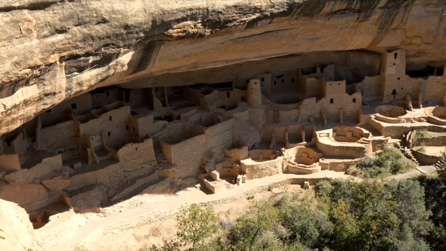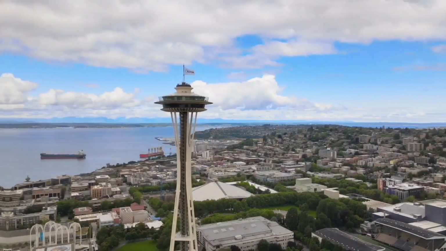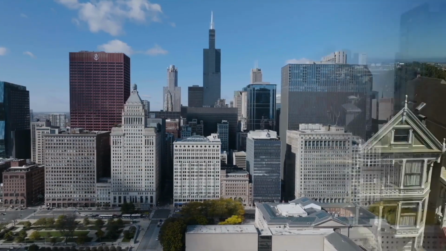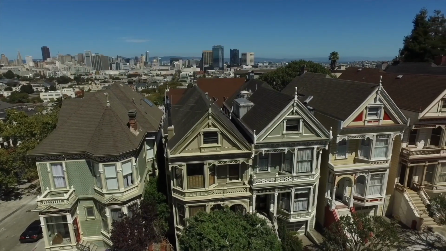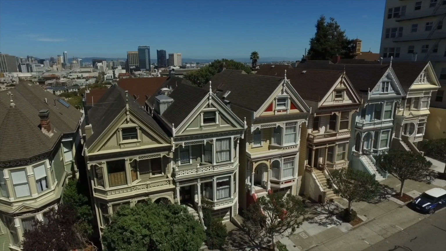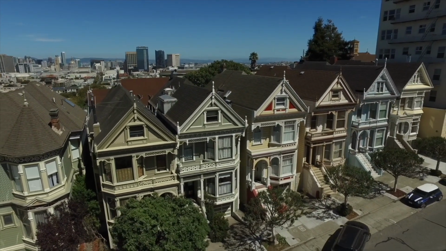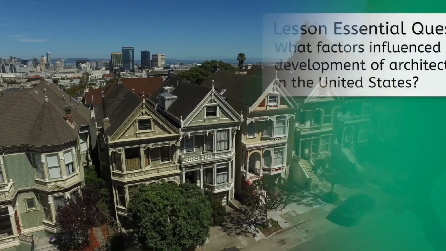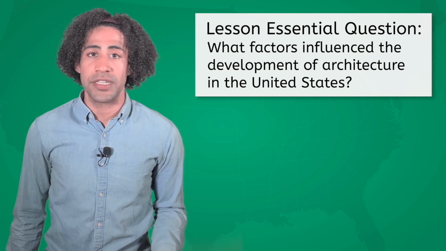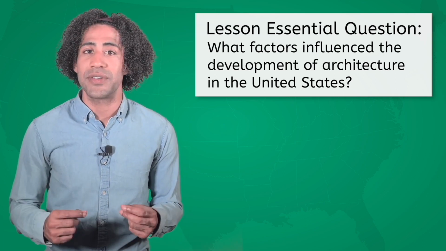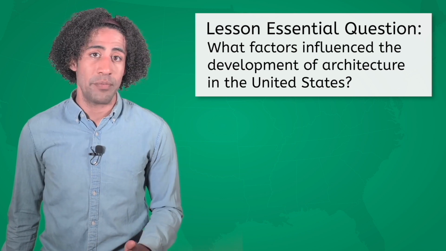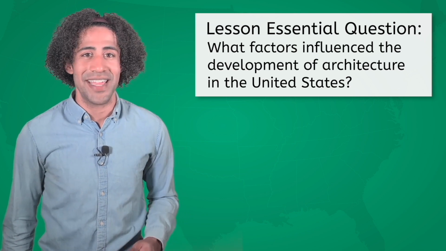From the cliffside dwellings of Colorado to Seattle's Space Needle to Chicago's skyscrapers and the Victorian row houses of San Francisco, as the United States has expanded and grown increasingly diverse, so has its architecture. In this lesson, we'll examine some examples of American architectural landmarks in order to answer our lesson essential question: what factors influenced the development of architecture in the United States?